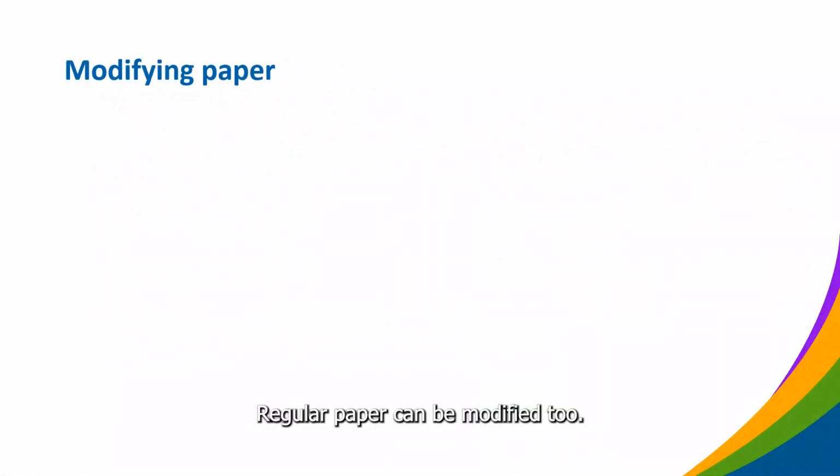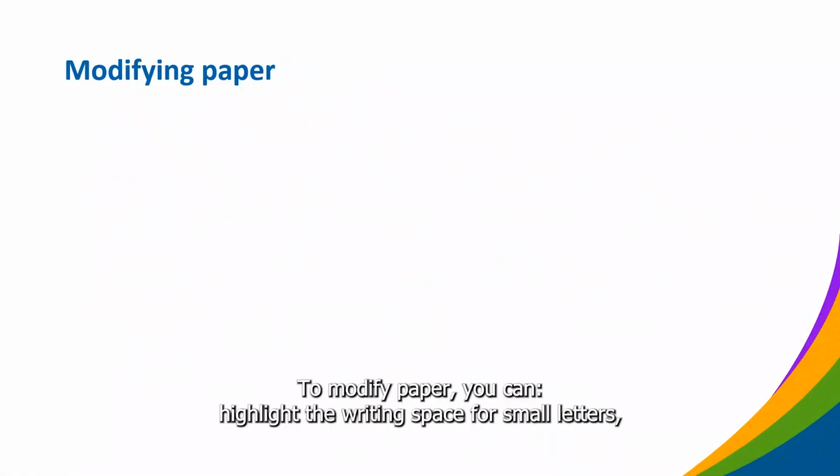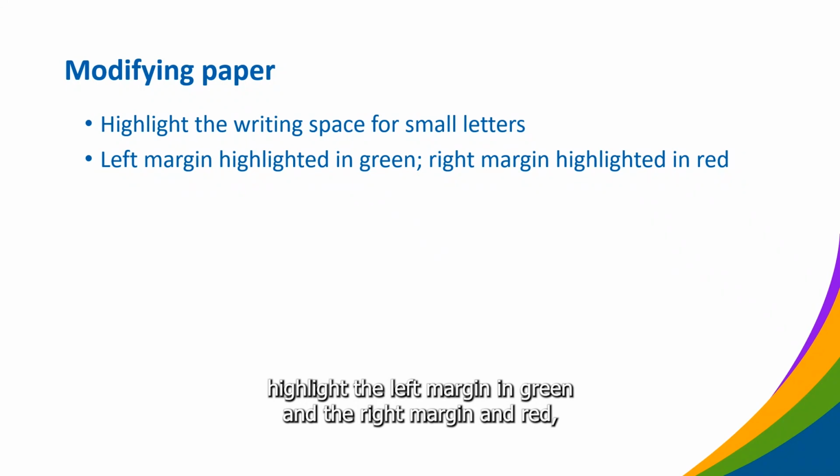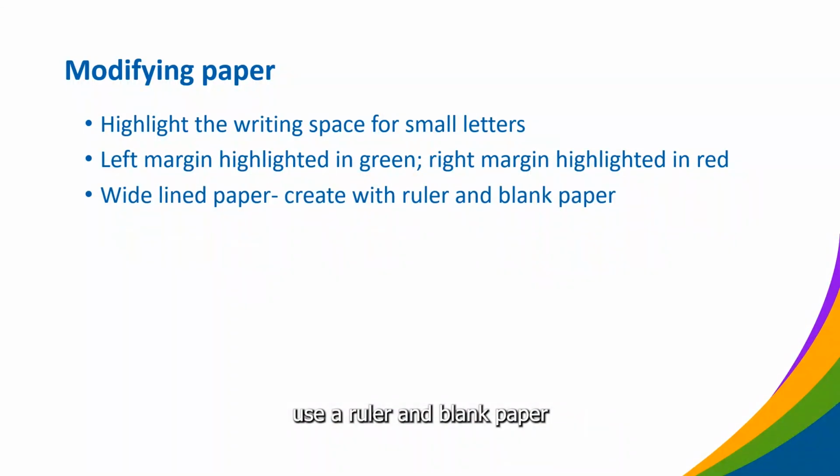Regular paper can be modified too. To modify paper, you can highlight the writing space for small letters, highlight the left margin in green and the right margin in red, or use a ruler and blank paper to create wide lined paper.